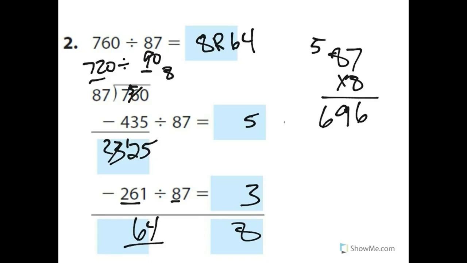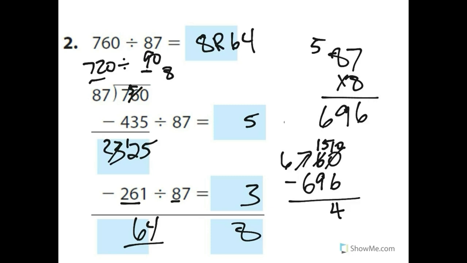So 696. Check it out. If I subtract 696 from 760, I got 64, because that's going to be 10, that's going to be 15, that's going to be 6. 15 minus 9 is 6, 64. So it would be 8, the remainder 64 still. Right? So that's how I would do it.